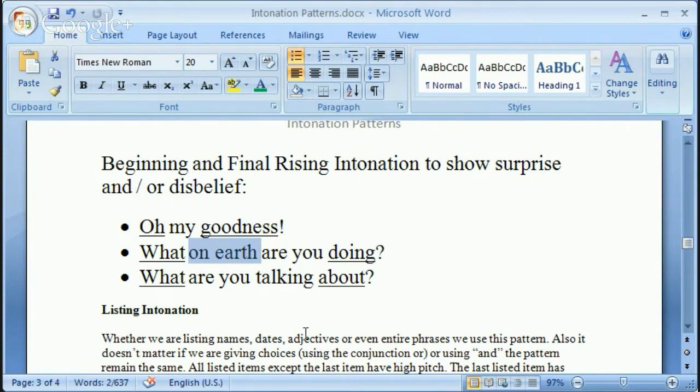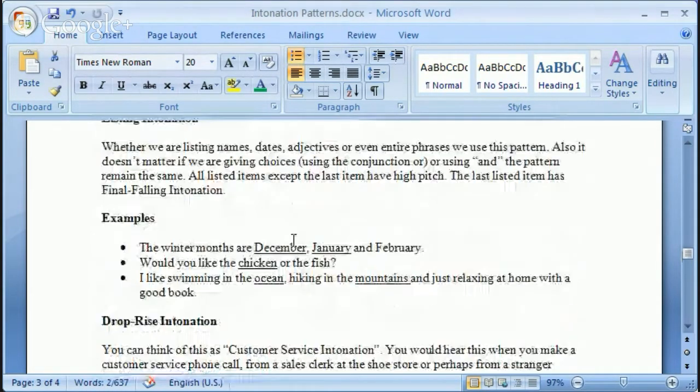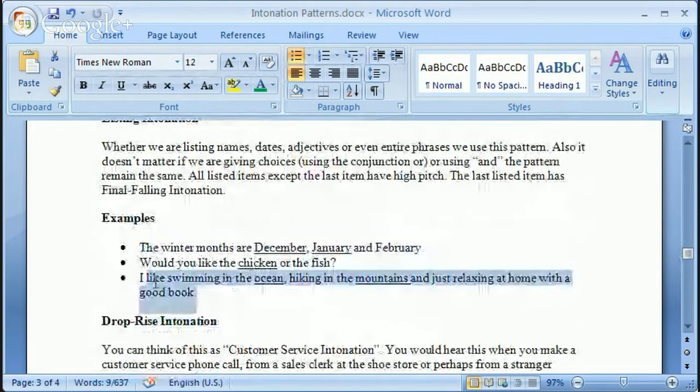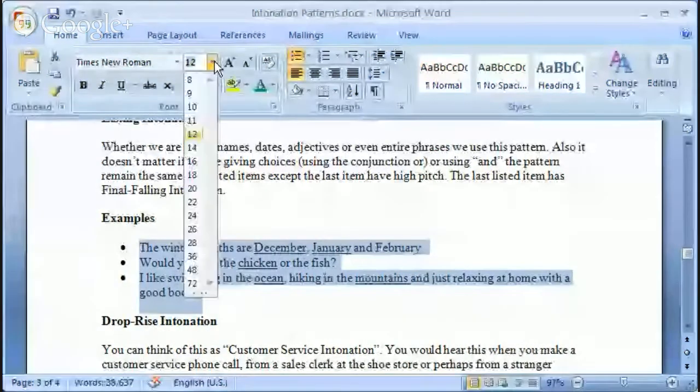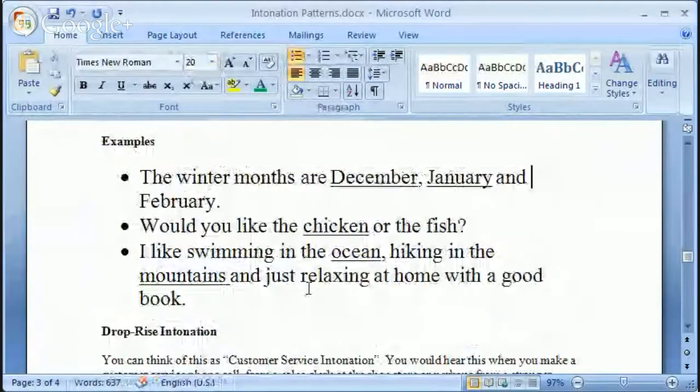All right. We've only got a couple minutes left. I covered this yesterday, so really briefly, listing intonations. When we're listing anything, whether we're adding more and more information or we're giving a choice, we're going to always use this pattern. The winter months are December, January, and February. In other words, up, down.